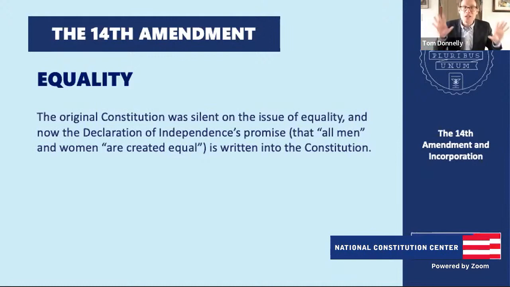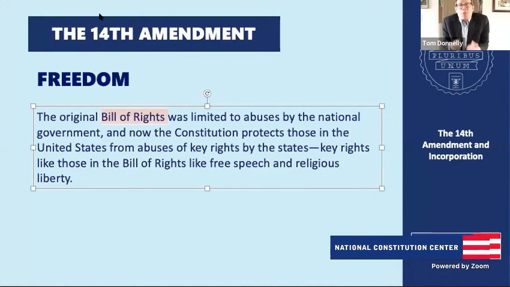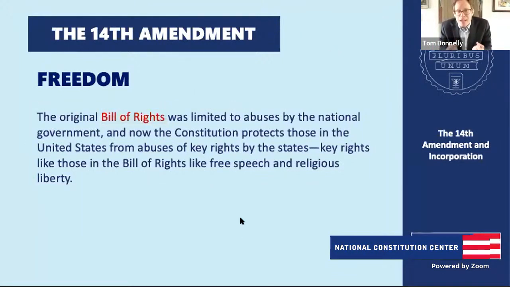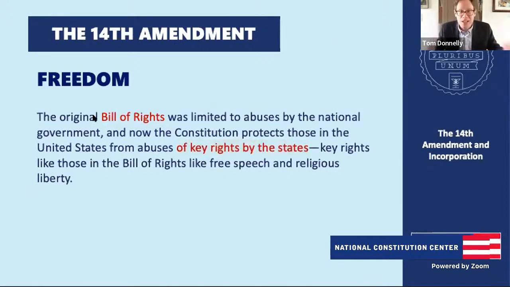The next big feature is freedom. And so with freedom, the important thing to remember is that the original Bill of Rights, which gives us the freedom of speech, religious liberty, freedom of the press, jury rights, all of these key protections, for many of us, what we take the Constitution really to be, that original Bill of Rights only applied to abuses by the national government, not to the states. It's with the 14th Amendment that we then take those protections and begin to apply them to state abuses. And so through the 14th Amendment, the Bill of Rights itself becomes a genuine charter of national freedom that applies as much to the national government as to the states. So that's birthright citizenship, equality, freedom.